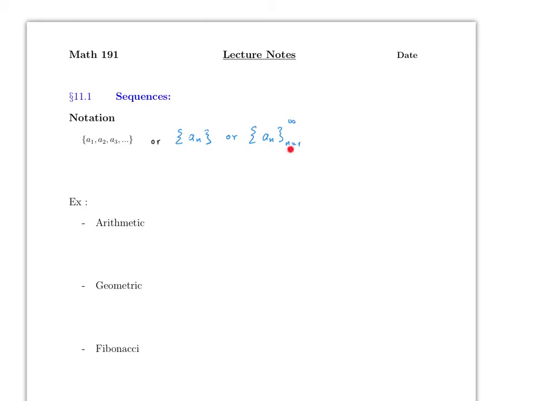By the way, n doesn't have to start at 0. It could start at 1. It doesn't have to start at 1 either. It could start at 0, minus 1, minus 2, or whatever. The only restriction is that the domain has to be integers. So n has to be an integer. That's the only difference. So you cannot have, like, the 1/2 term. This doesn't make sense for sequences.